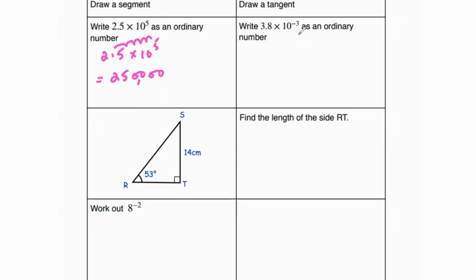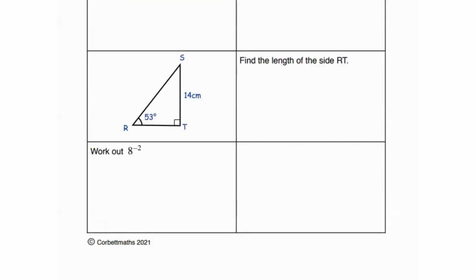Then it says write 3.8 times 10 to the power of negative 3 as an ordinary number. Now, as you can see in this case, the power of 10 is negative, which means we will move the decimal 3 places to the left. So that's going to be 0.0038.